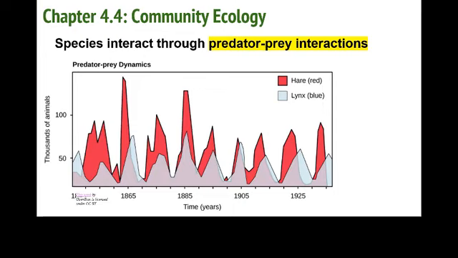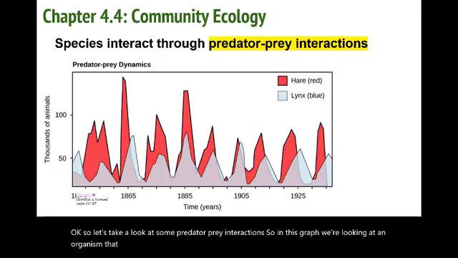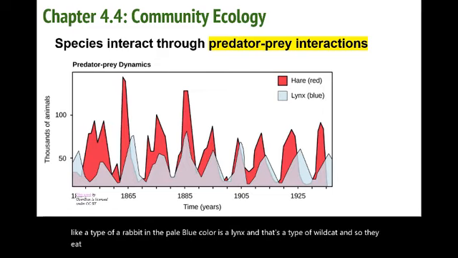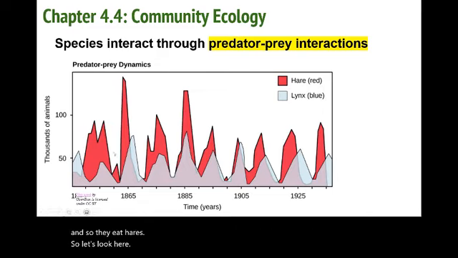Okay, so let's take a look at some predator-prey interactions. In this graph, we're looking at an organism that can be consumed by another organism. In red, you're seeing a hare, which is a type of rabbit. In the pale blue color is a lynx, a type of wildcat, and they eat hares. Let's look here at the beginning of the graph.